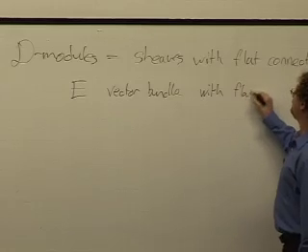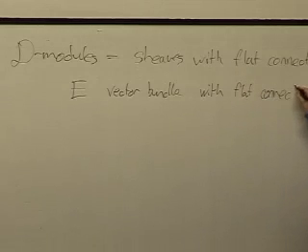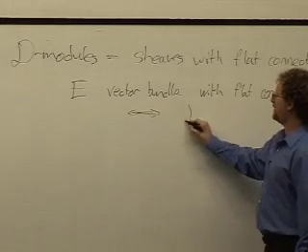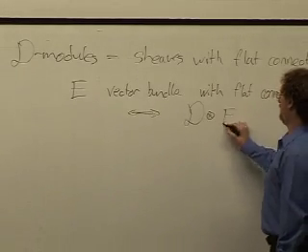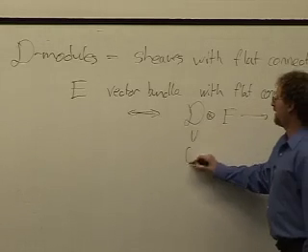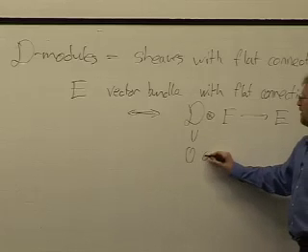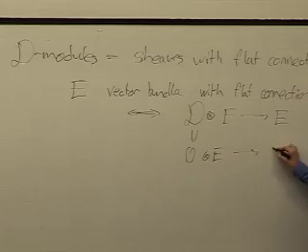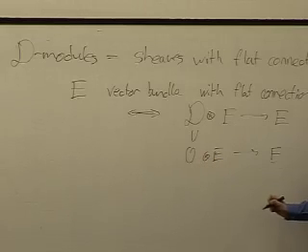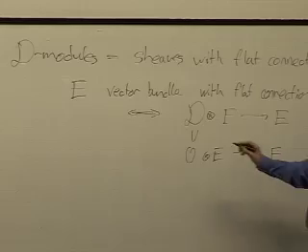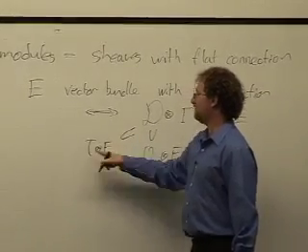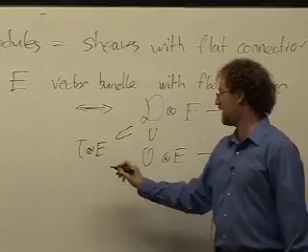If I give you a vector bundle with flat connection, this is the same as giving an action of differential operators on E. So why is this? Well, we already know how to act by functions. We know how to multiply sections of E by functions. But what does the connection give me? A connection tells me how to act by vector fields. If I have a vector field and a section, I can differentiate.